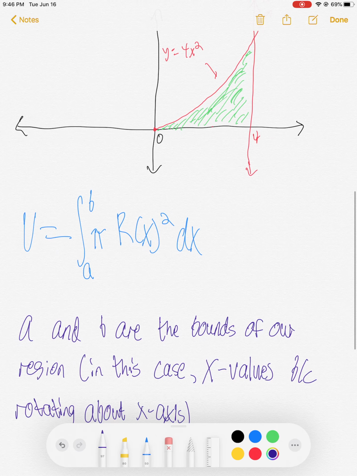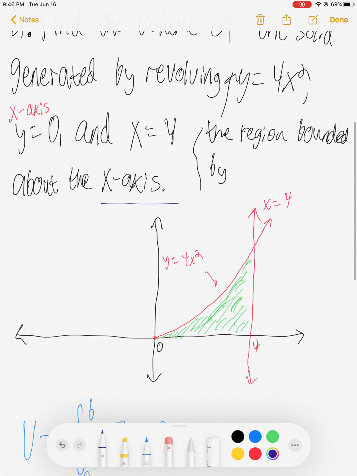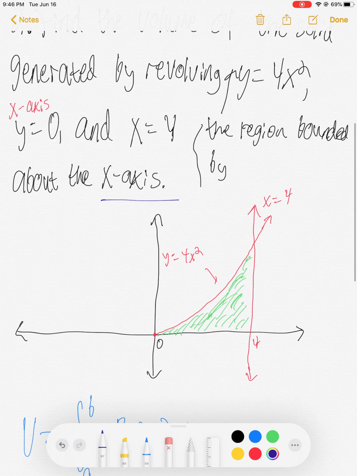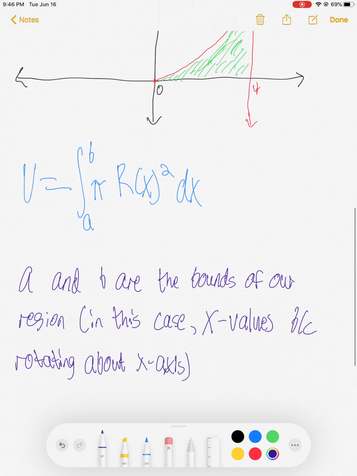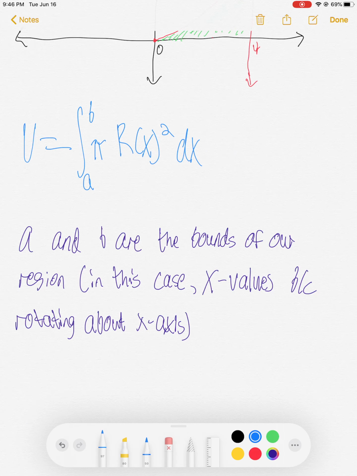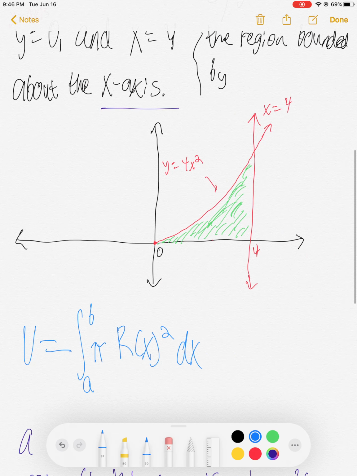Okay, so in this case, it looks like we have the x values bounding our region. On the left, we are bound by x equals 0, and on the right, we are bound by x equals 4. So let me jot those down real quick. We're going to have A equals 0, B equals 4. Again, those are just the x values which bound our green region.